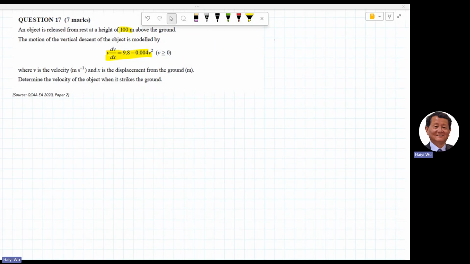Today we are going to discuss the QCAA External Assessment 2020 Paper 2, question 17. This is a complex familiar question. You can see the topic is differential equations. It's Unit 4.